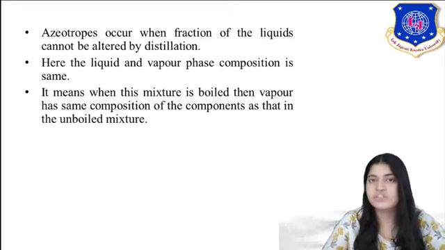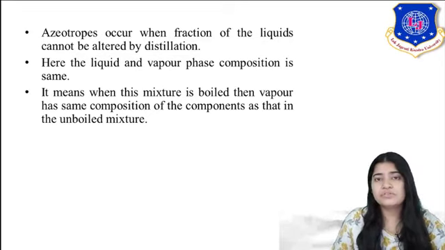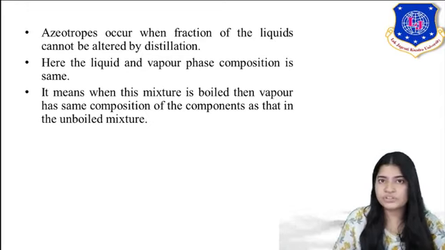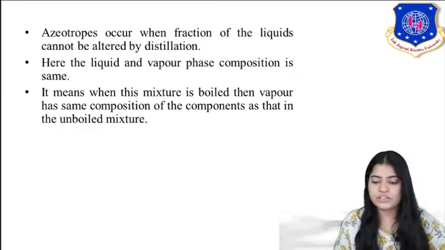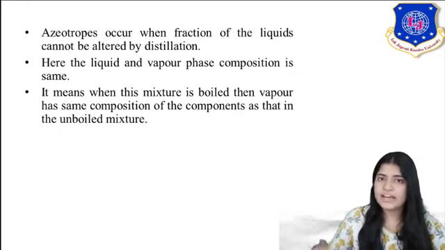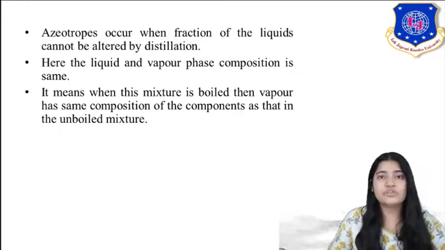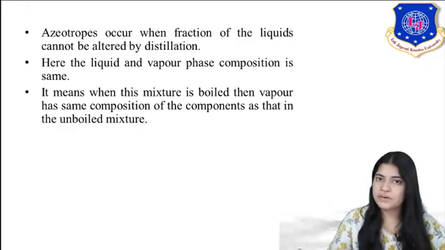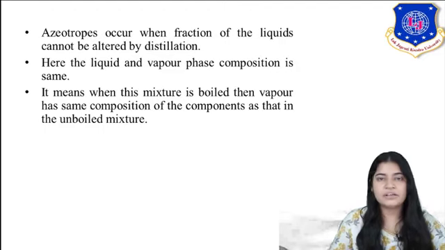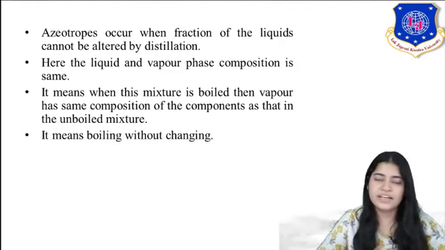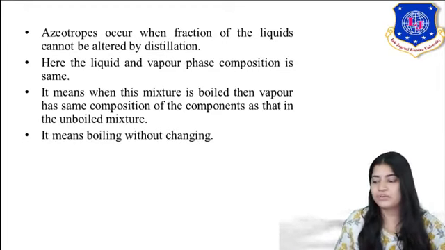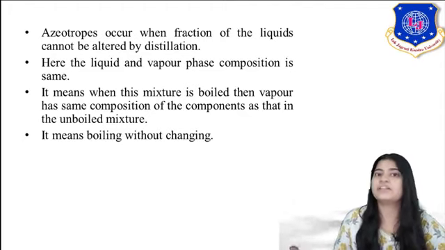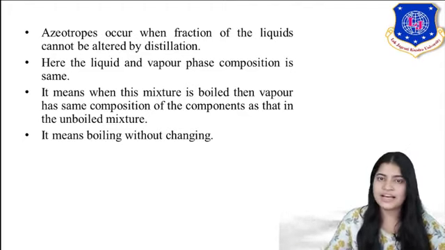As my mixture is boiled, vapors are produced, but the composition of A and B in those vapors is the same. Suppose the liquid at the initial state before boiling had a composition of A as 0.4 and B as 0.6. As I boil it, vapors are gradually produced, but those vapors also have the same composition: A in the vapor phase is still 0.4 and B in the vapor phase is still 0.6. So it is also called boiling without changing. You can see just a phase transition is happening. Liquid is getting converted into vapor, but enrichment is not happening. The same composition is still there in the vapor phase.